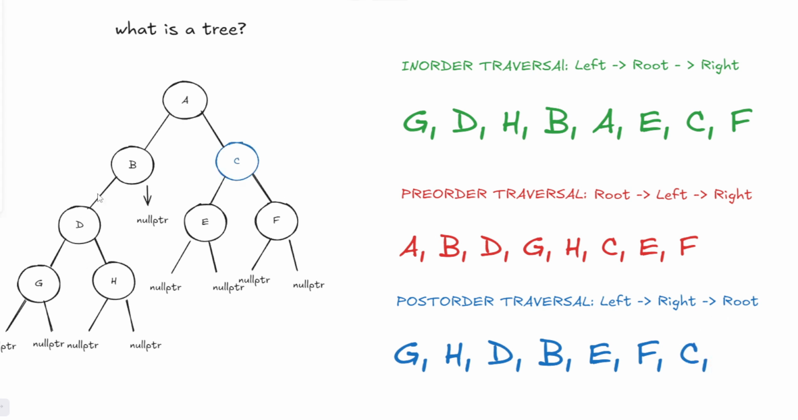Now since we finished all the left subtree of A and all the right subtree of A, now we can print A. And that would be the finish. And now we finished all the traversals.